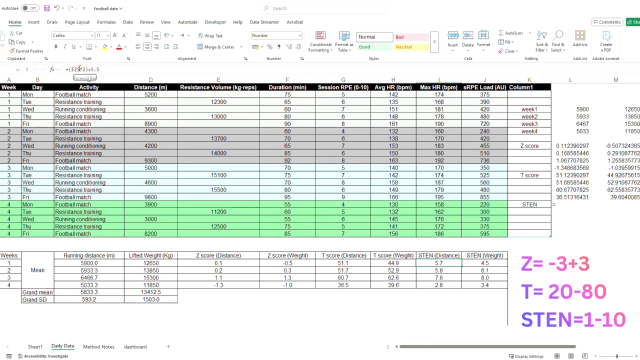The score ranges for the Z-score are usually between plus and minus 3, for the T-score are between 20 and 80, and for STEN are between 1 and 10. The minus Z-score and low T and STEN scores mean a poor performance score.